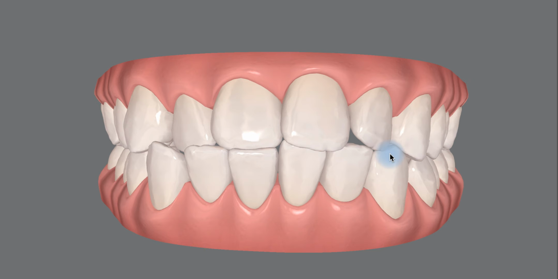So class 3 cases, we very rarely will get something that mimics the harmony of a class 1 occlusion. Class 2s, we can get much closer to what that harmony might have been. Class 3 is much more difficult. With that said, there are ways to do so. So you wanted to help this patient out.